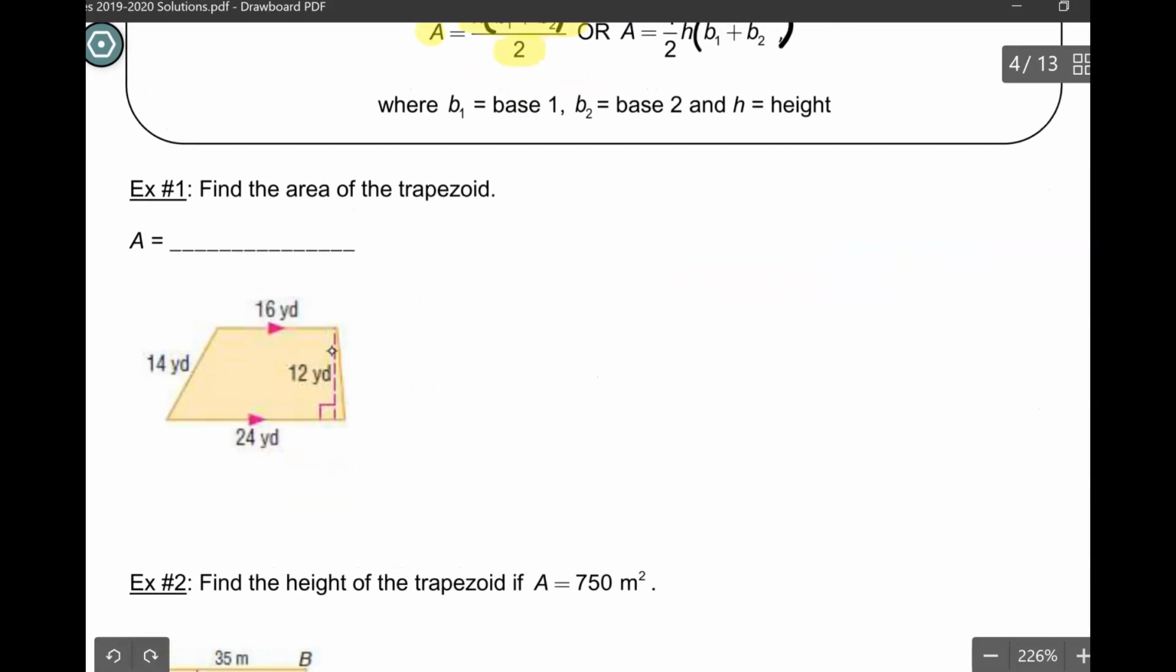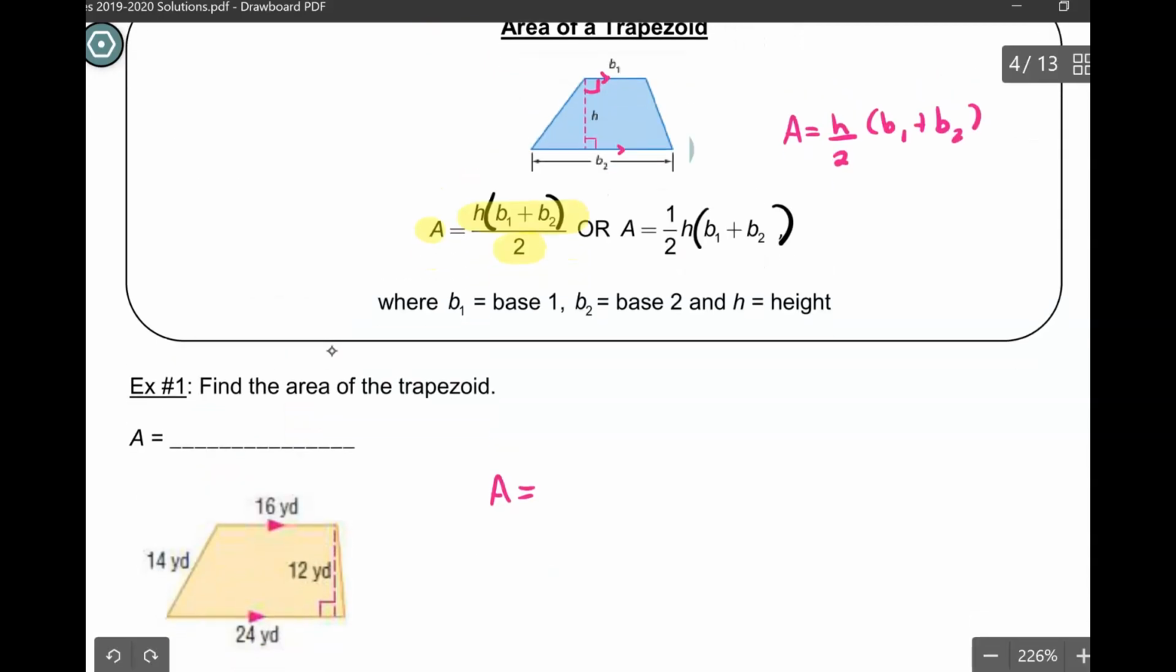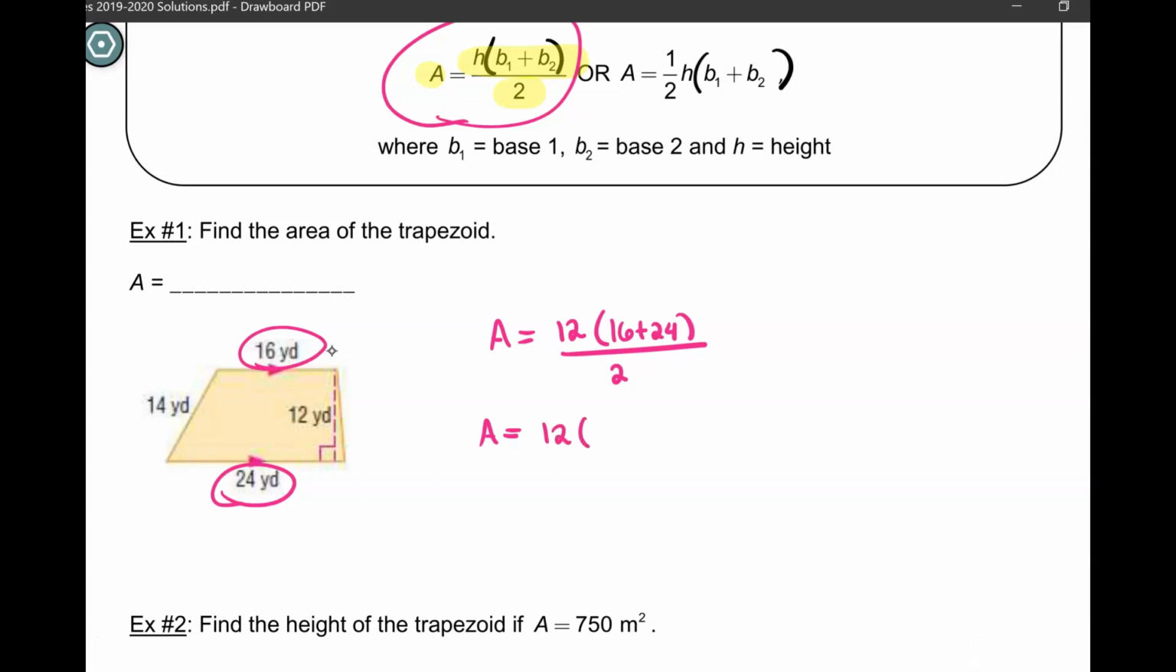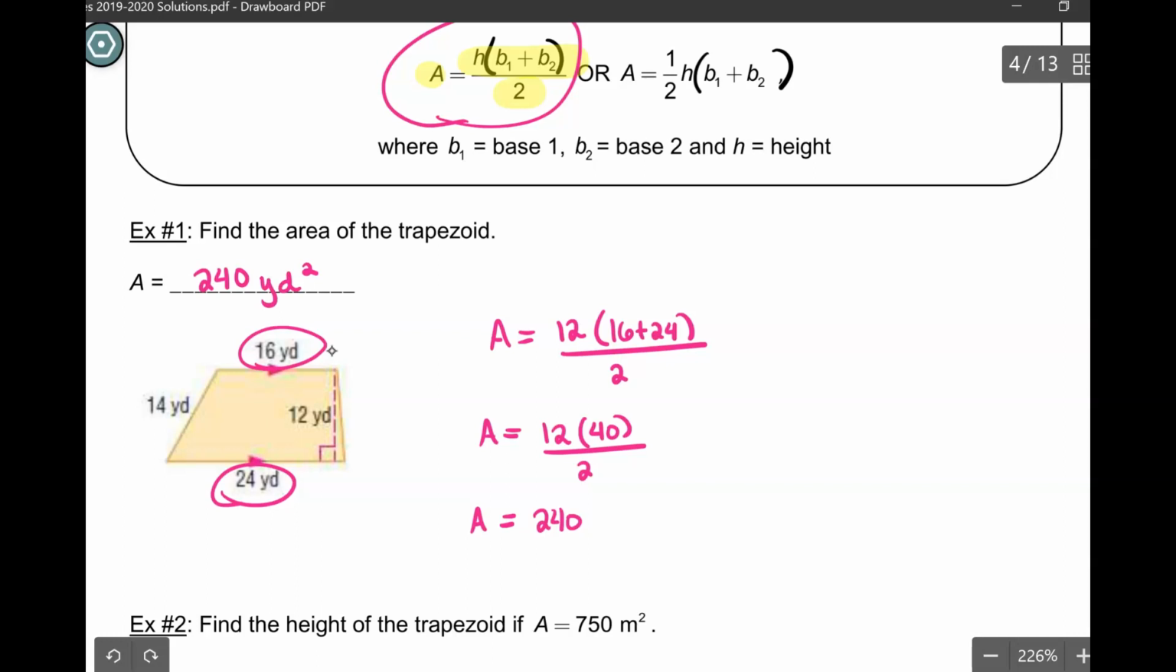All right, let's find the area. And so I'm going to use the first formula. So I have the height is 12, and then my two bases are 16 and 24. So we're going to add those and then divide that all by 2. Now you could do 12 divided by 2 and make it 6, or you could multiply everything out and then divide. So when I add 16 and 24, I get 40. And so here we can multiply, right? Multiply that out, divide. We should get 240, and that will be square yards.